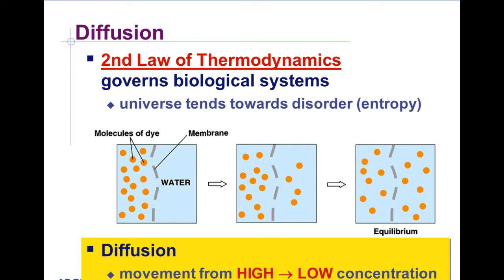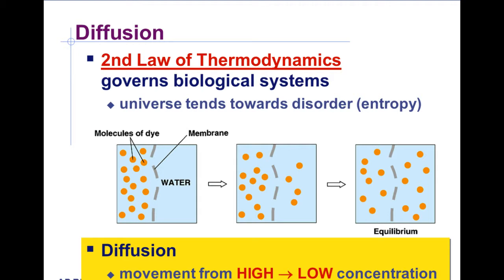First, let's get diffusion into your notes. Write that diffusion follows the second law of thermodynamics, which governs all biological systems. That absolutely has been on an AP exam multiple times. The second law states that all systems and the universe tend toward more disorder. We use the term entropy to describe that state, so make sure that enters into your notes.